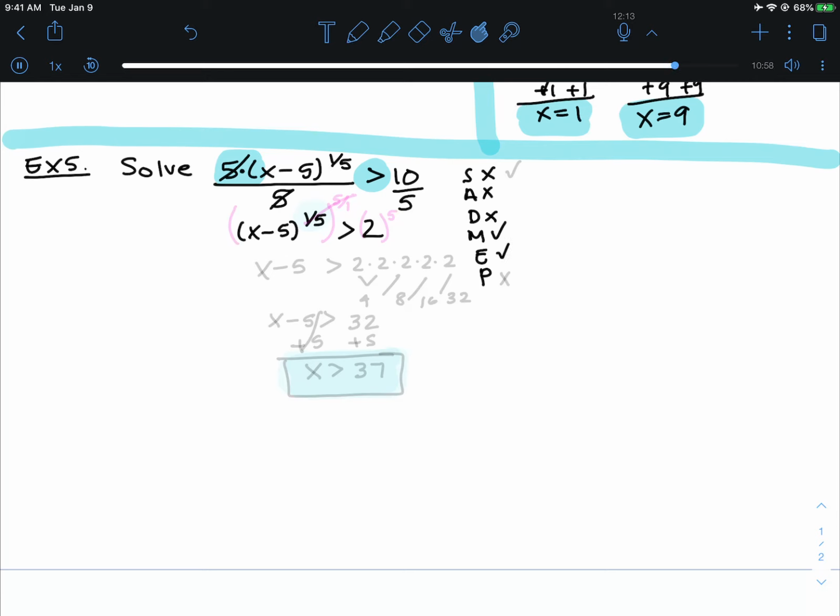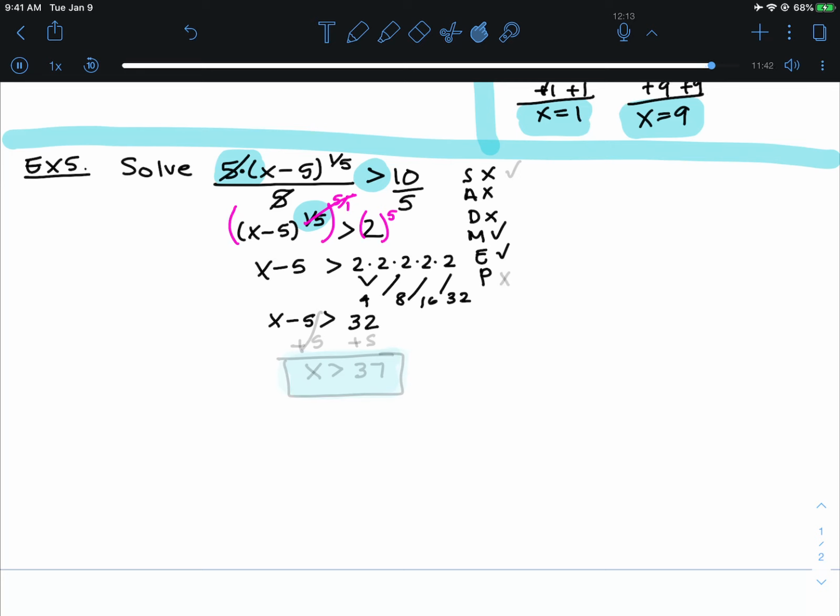So now we continue. Do I have an exponent? Yes, I do. The exponent right here is 1/5. So I am going to raise this to the power of the reciprocal, which is 5/1, and 5 divided by 1 is literally just 5. These two cancel out, leaving me with x minus 5 is greater than 2 to the power of 5, which means 2 times 2 times 2 times 2 times 2. Well, what's 2 times 2? 4, times 2 is 8, times 2 is 16, times 2 is 32. So I'm going to get x minus 5 is greater than 32.